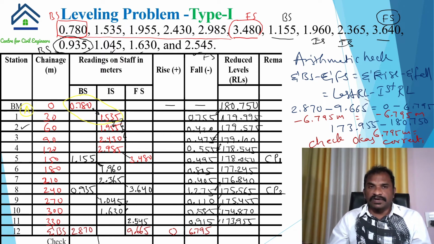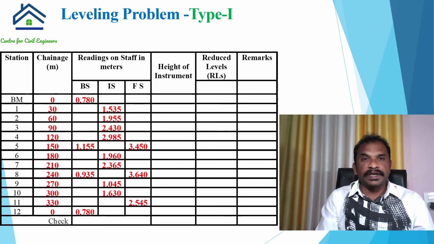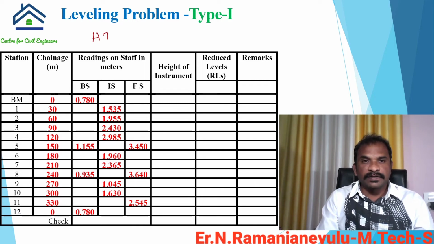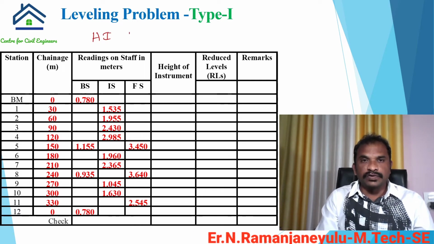Okay. Likewise, we have to solve the problem using the rise and fall method. In the same way, by the HI method, we can calculate reduced levels.